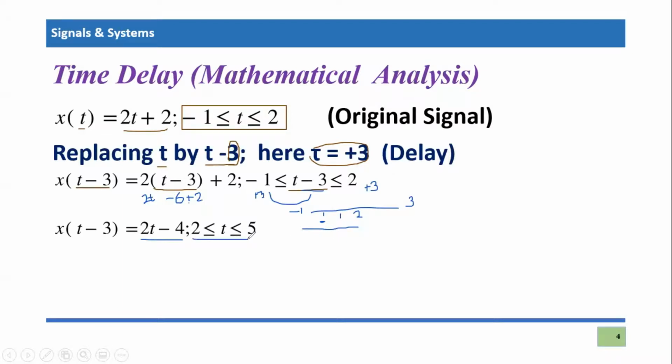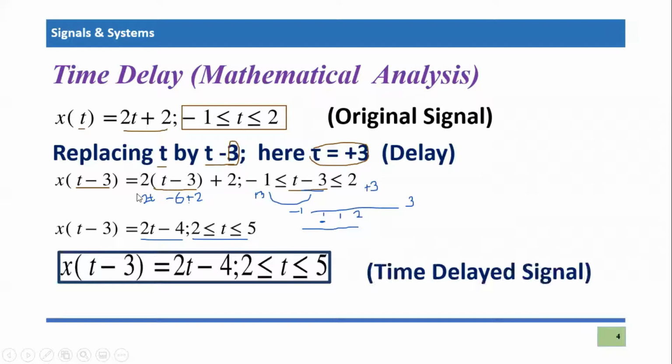We are going to notice this thing also in graphical form. Okay, if I'm going to show you the final equation or the time delayed version of the signal, then it will be this thing. X of t minus 3. The original signal was what? X of t, and now it is x of t minus 3, and its original equation was 2t plus 2, now the equation is 2t minus 4. And similarly, the interval was from minus 1 to 2, and now it has become from 2 to 5. So one can easily say that this is a time delayed version of this original signal. I hope you understand it.